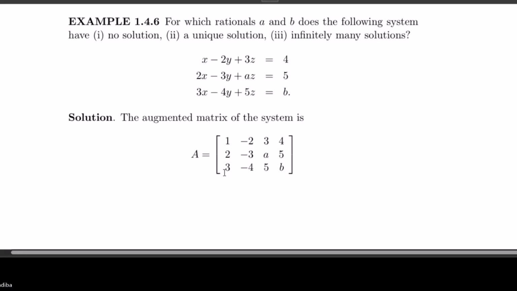Meaning, in the first row, the entries are 1, 0, 0, 23 over 4. In the second row, the entries are 0, 1, 0, minus 6. In the third row, the entries are 0, 0, 1, minus 3 over 4.